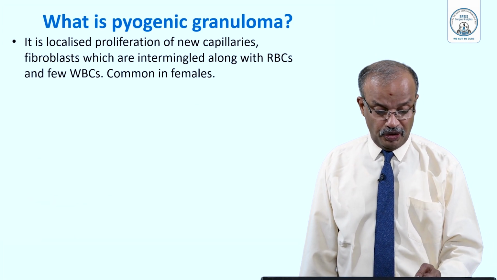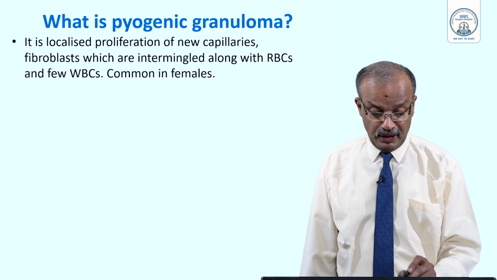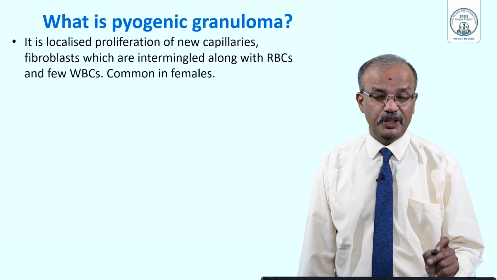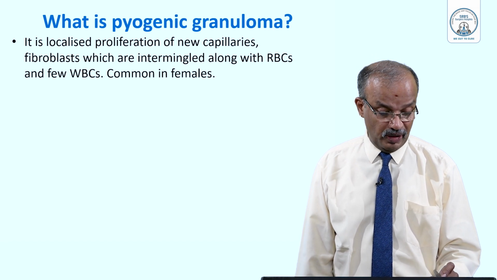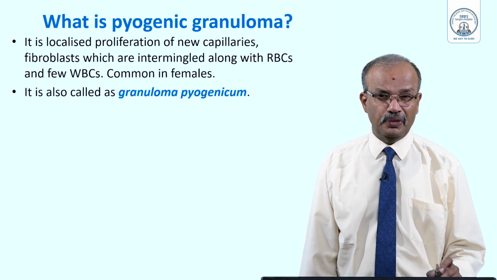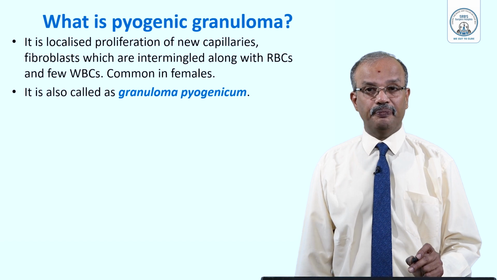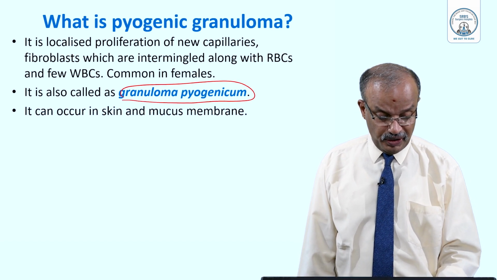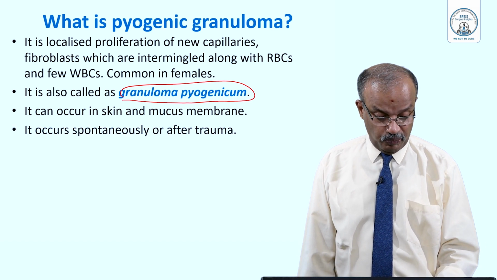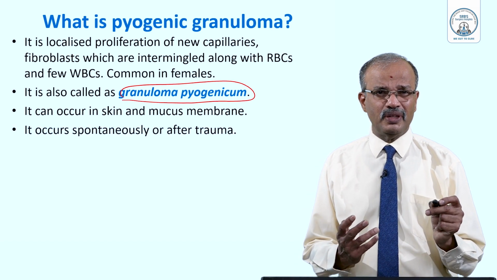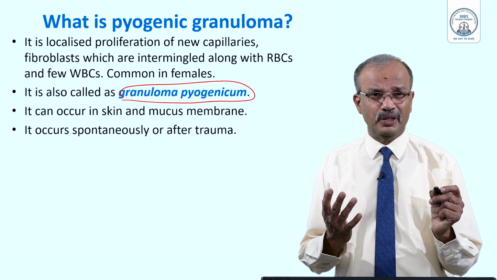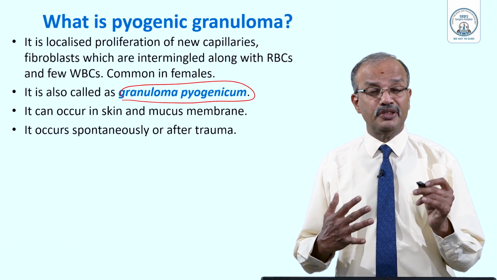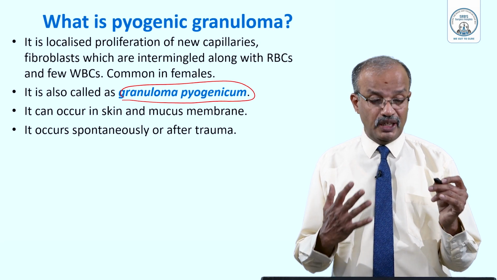It's a localized proliferation of new capillaries and fibroblasts, intermingled with RBCs and a few WBCs. It is common in females. This patient is also female, and it is common in females as I already told. It is also called granuloma pyogenicum, another name for the same condition. It can occur in skin and mucous membrane. It occurs spontaneously sometimes. Minor trauma may be there, infection focus may be there. They are not very sure. Whether it is of infective origin or neoplastic origin is a debate. Presently it is considered neoplastic in origin. That's why many times they say it is a misnomer.